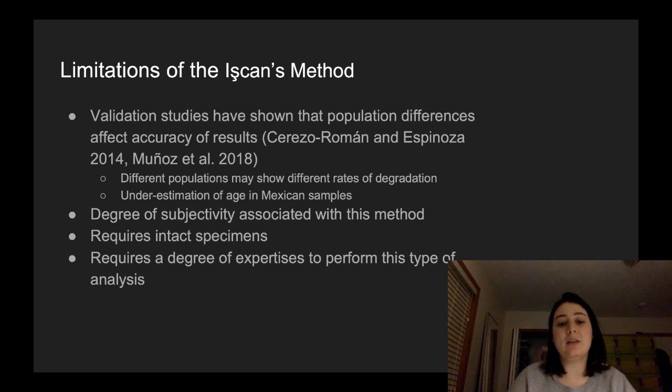Another limitation of the ISCAN method is that there's a degree of subjectivity associated with this method. It's really based off of observable features, and so everyone can subjectively observe things a little bit differently, which may have an impact on the reliability of the estimation. It does require intact specimens, and you do rely on a degree of expertise in order to make sure that the analysis is as accurate as possible.